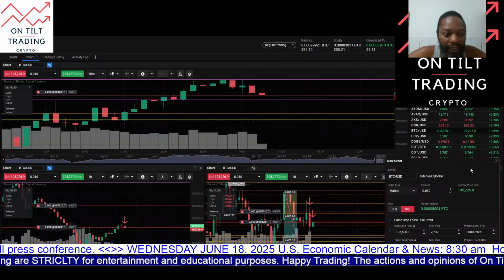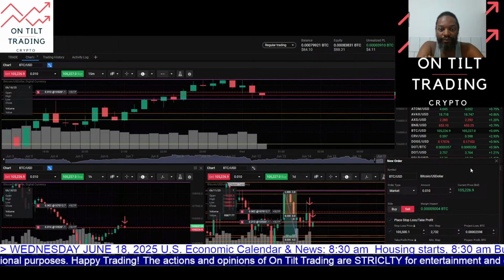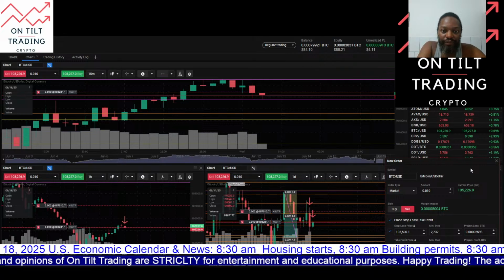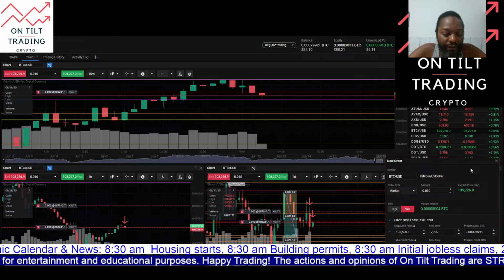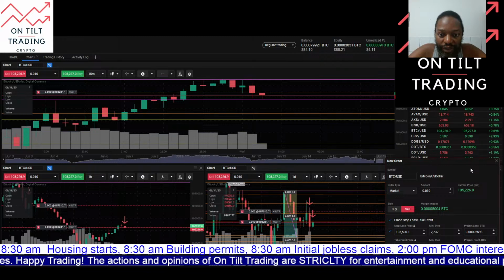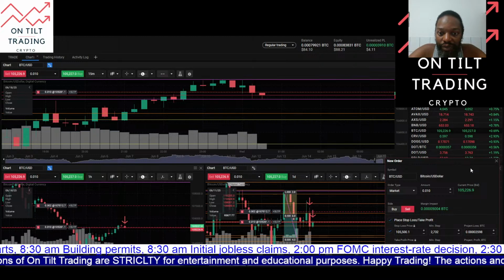So right now, Bitcoin is setting up for a potential entry. I'll just need a swing put in at a reactionary level, which currently Bitcoin is trading just below.